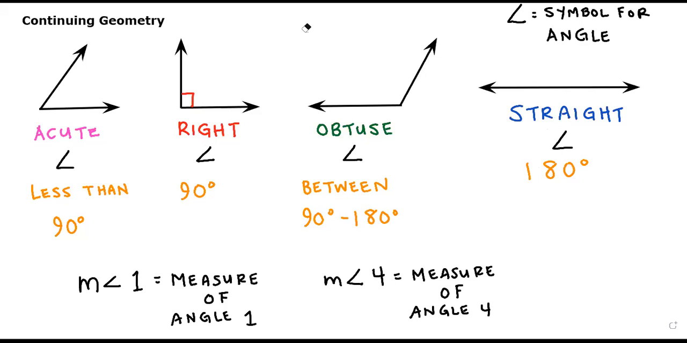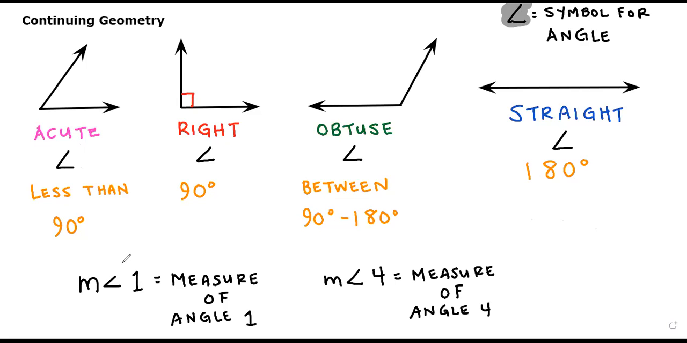This symbol right here, it looks like a less than sign, but it's not a less than sign. It's the symbol for angle. So right here, you can see it's an acute angle, a right angle, an obtuse angle, and a straight angle. Just to clarify, the difference between the less than sign and the angle sign: the angle sign has a flat bottom. So that's the difference between the less than and the angle sign.